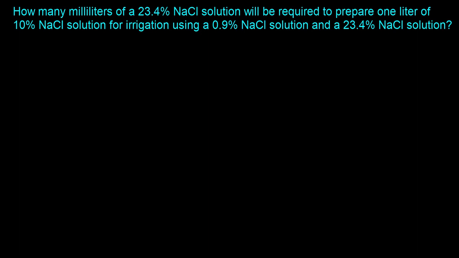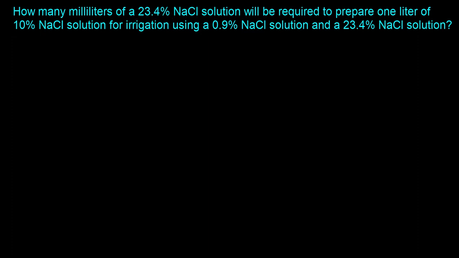So in this example, the question says how many milliliters of a 23.4% sodium chloride solution will be required to prepare 1 liter of a 10% sodium chloride solution for irrigation using a 0.9% sodium chloride solution and a 23.4% sodium chloride solution. So for a typical scenario, you will normally have 3 different concentrations. In this question, we have the 23.4%, we have the 10%, and we have the 0.9%. Now, all of these percentages are referring to the amount of sodium chloride in the solution.